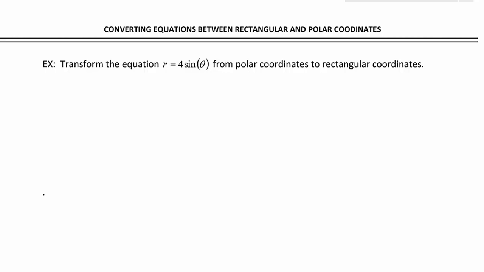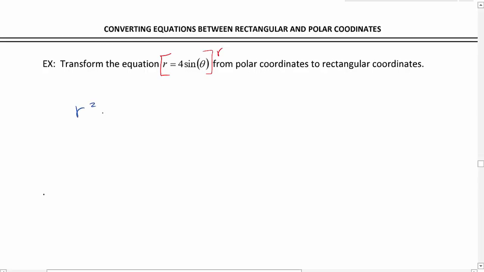Our equation has r squared in it. So we want to think about what we could do so that we had r squared on the left side and r sine on the right side. Now, if we multiply both sides of our equation by r, we're going to get r squared equals 4r sine of theta. And now we can substitute in. r squared is equal to x squared plus y squared. And r sine of theta is just y. So we get 4y.